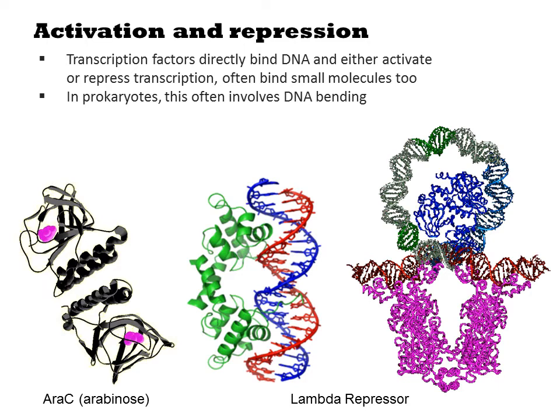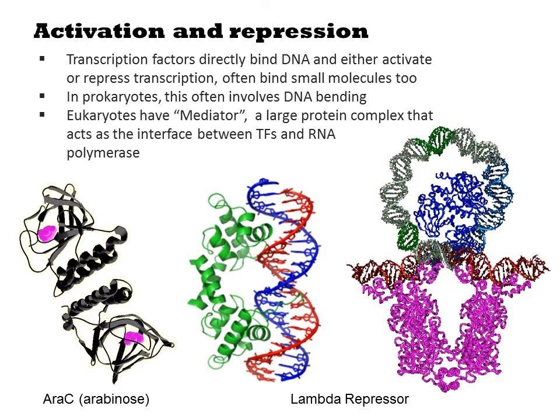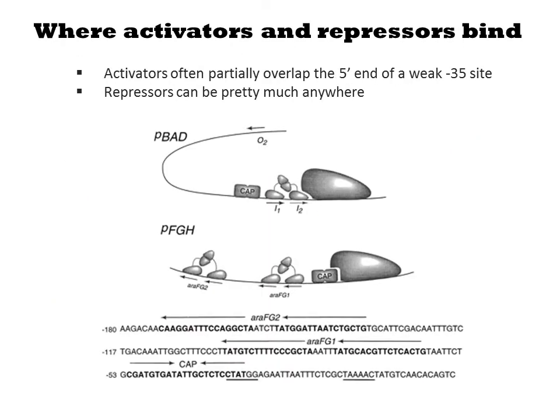Other times, the transcription factor will bind to the DNA partially overlapping the -10 or -35 box and thereby interfere with the normal interactions with sigma factor. In eukaryotes, things are quite different. There is a large protein complex called mediator that is also in the mix. I mention eukaryotes here only to make it clear that what I'm telling you today about transcription only applies to prokaryotes. We'll discuss transcription in eukaryotes in a different chapter.